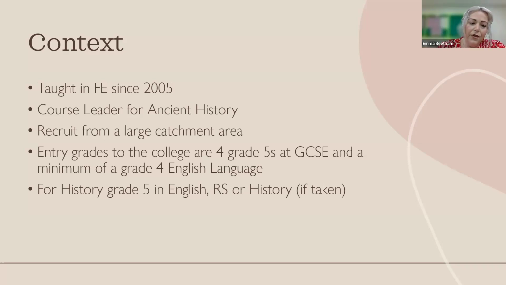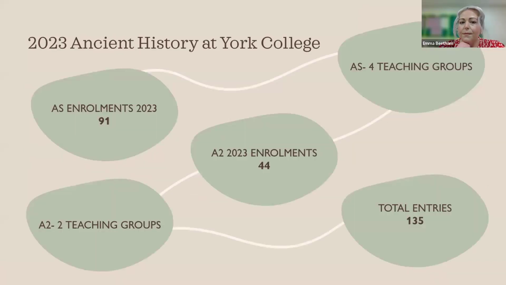In order to do history at York College, we do 3 different histories: ancient history, early modern, and modern. They need at least a grade 5 in English language, RS, or history if they've taken it. We don't have it as a prerequisite that they have to have done history at GCSE to do history A-level, just due to smaller schools and, obviously, block timetables and things like that. So that's a bit of context to the type of students that we get at the college.